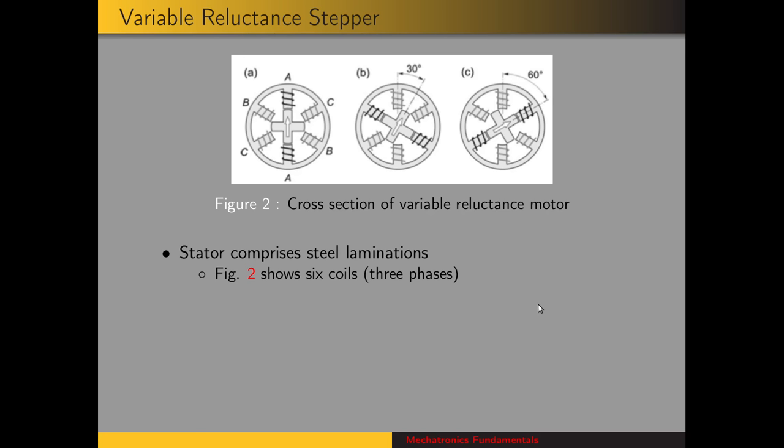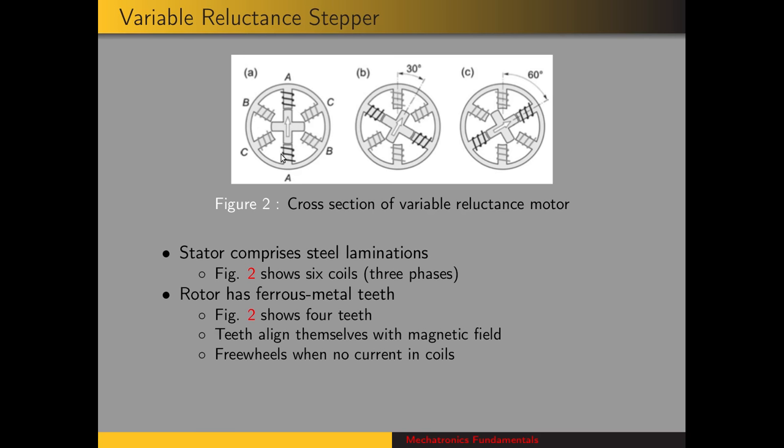First, let's look at the variable reluctance stepper motor. The stator is made up of steel laminations, and there are conductive coils around those laminations. This motor design, shown here, has 6 coils, and they make up 3 phases: phase A, phase B, and phase C. In this rotor, there are 4 ferrous metal teeth, and these teeth align themselves with the magnetic field through a behavior called reluctance. Because there's no magnet here, the rotor isn't polarized, so the direction of the current doesn't matter. Regardless of whether the current in A is flowing in this direction or that direction, the teeth will still align themselves to that magnetic field.